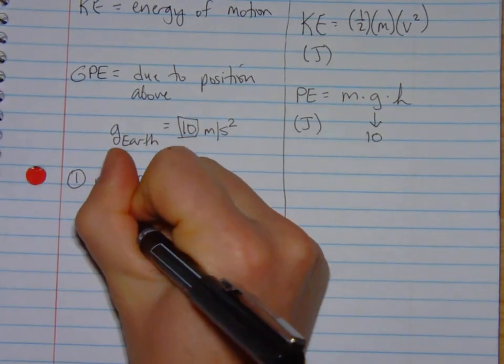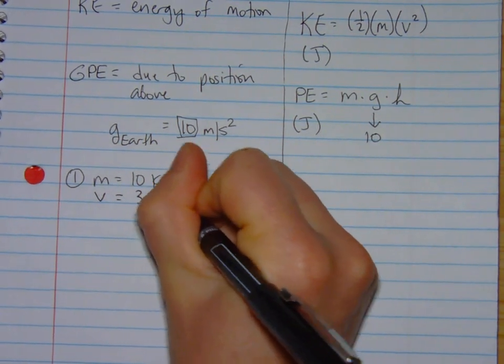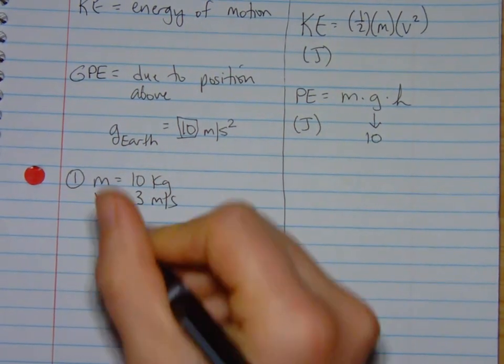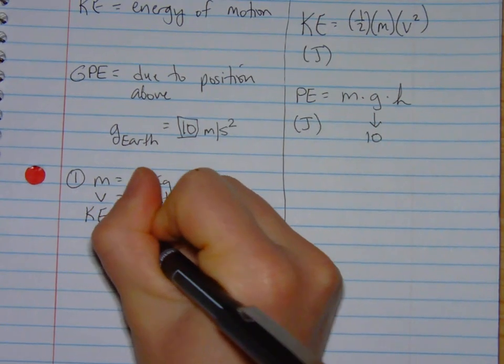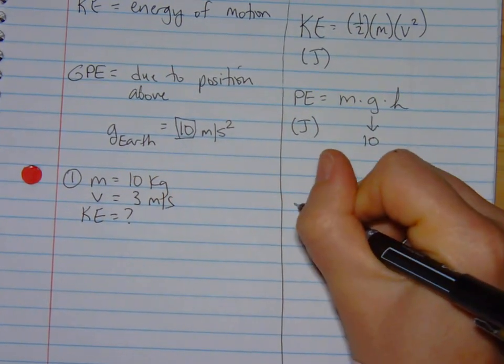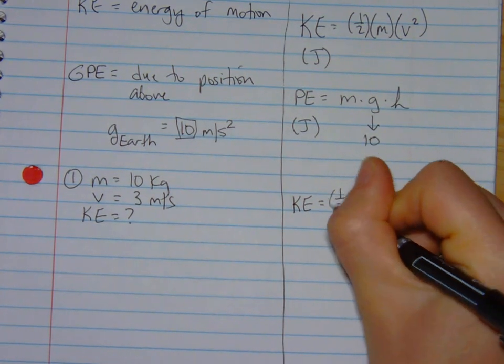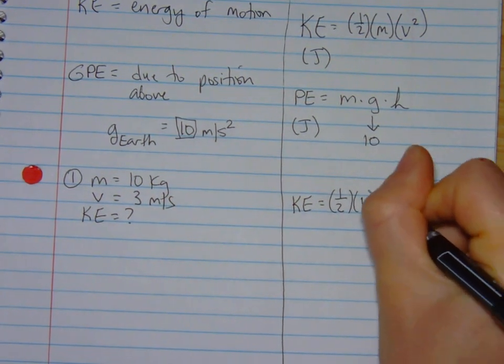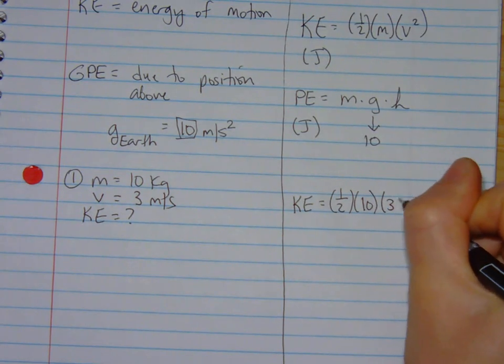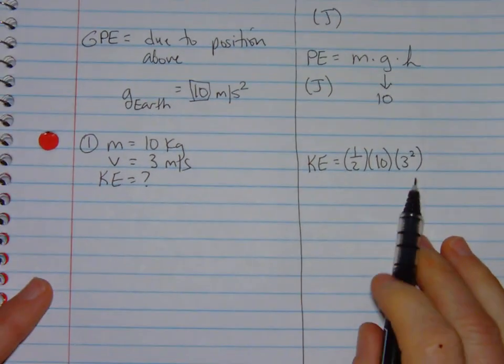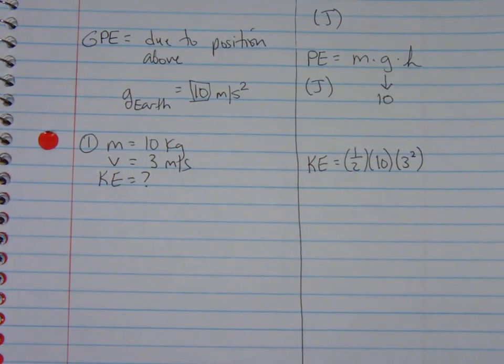We have a velocity of 3 meters per second, and we are looking for kinetic energy. So we know that kinetic energy is equal to half the mass, half of 10, and the velocity is squared. Order of operations says we need to deal with these exponents first.